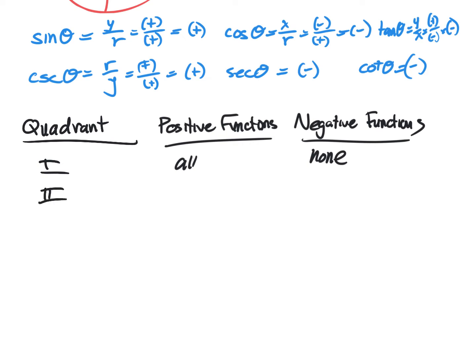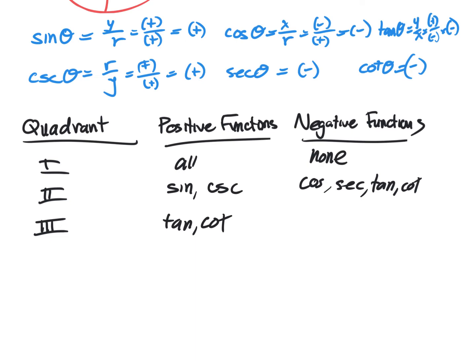Now in quadrant 2, we just saw that sine and cosecant are positive, and then all the others, cosine, secant, tangent, and cotangent, are negative. In quadrant 3, doing the same way that we showed in quadrant 2, we would find that tangent is positive and cotangent is positive.